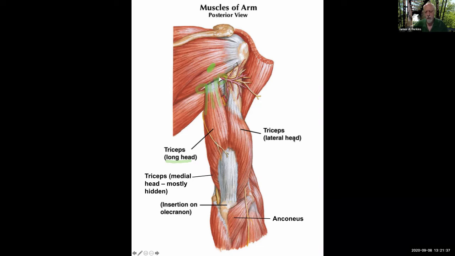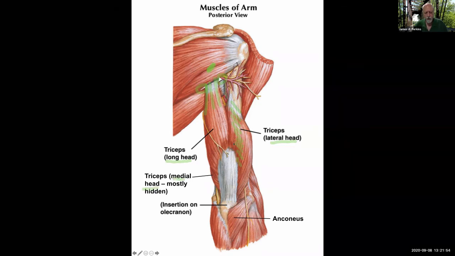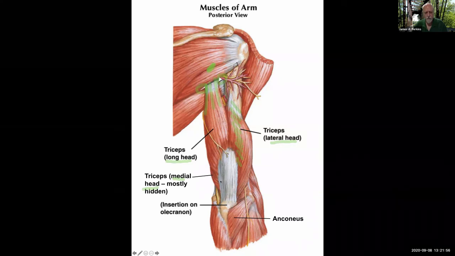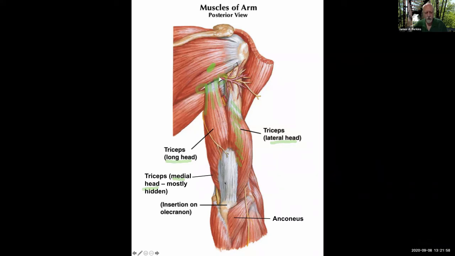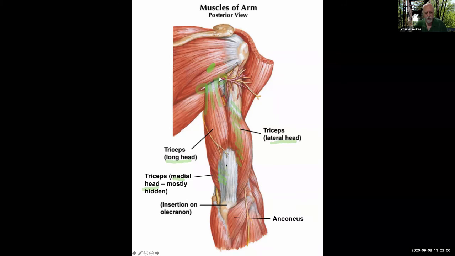The second head is known as the lateral head. That's originating directly from the shaft of the humerus on the lateral side of the humerus. There's also a medial head, which is mostly hidden in this view. You can't really see it very well, but it's originating from the shaft of the humerus in more of a medial position. It's just that it's completely buried by the long head in this particular view.